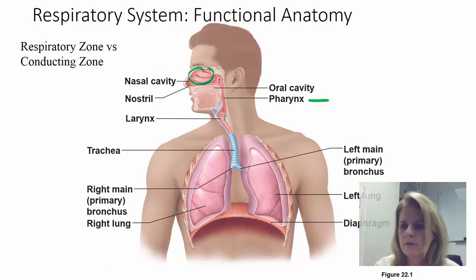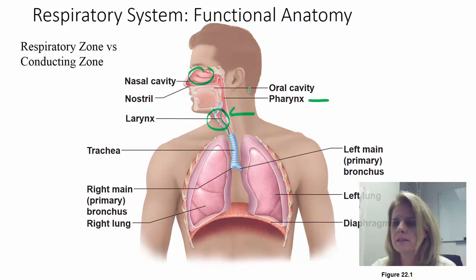The air then travels to the larynx, which is like where your Adam's apple is, and then the trachea. So remember that the esophagus is behind the trachea. The air goes into the trachea, not the esophagus, because food and water go down the esophagus.